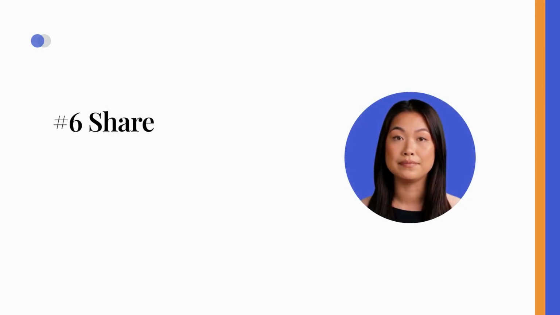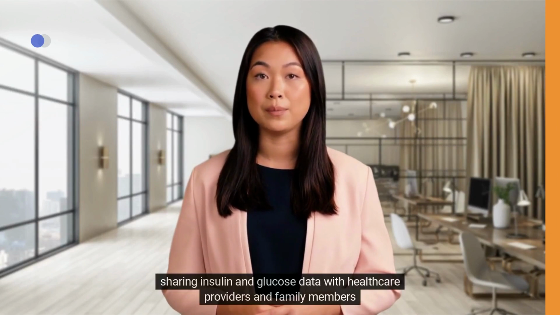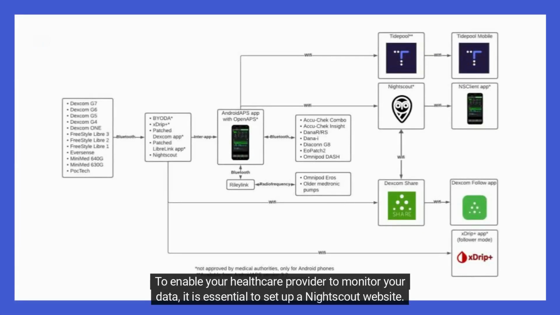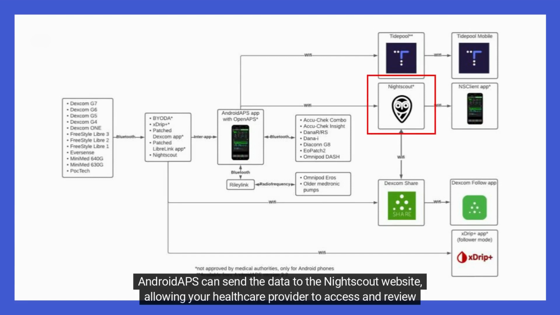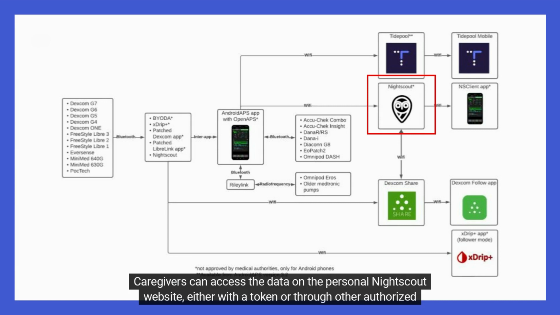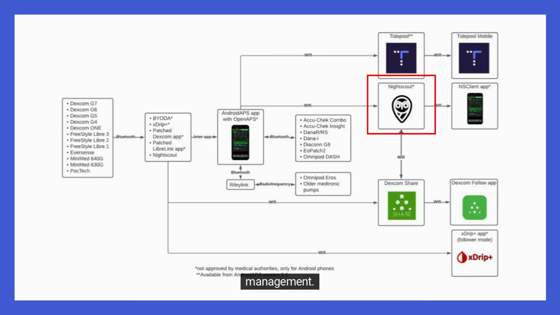6. Share. In AndroidAPS, sharing insulin and glucose data with healthcare providers and family members is possible through various means. To enable your healthcare provider to monitor your data, it is essential to set up a Nightscout website. AndroidAPS can send the data to the Nightscout website, allowing your healthcare provider to access and review the information in real time. Caregivers can access the data on the personal Nightscout website, either with a token or through other authorized means. This allows them to view and track your insulin and glucose information and stay updated on your diabetes management.